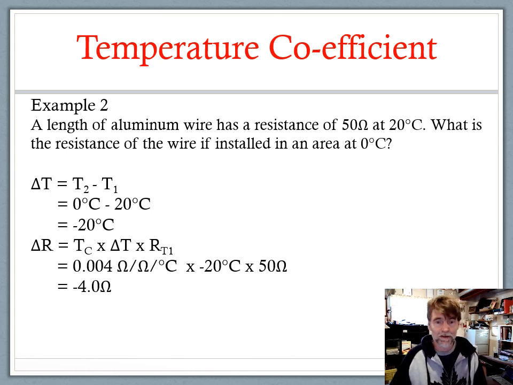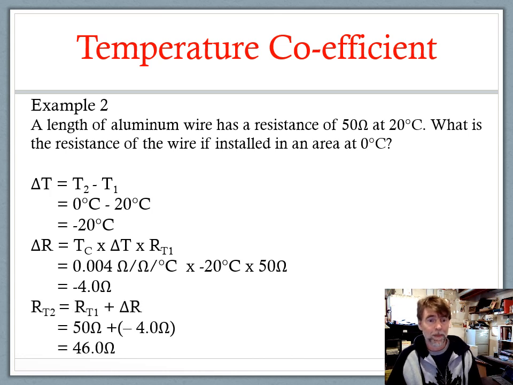So let's take that negative 4 ohms and apply it back to the original resistance of the conductor. The resistance at T2 equals the resistance at T1 plus delta R, which is 50 ohms, which was what we were told it was at 20 degrees, plus minus 4 ohms, which means 50 minus 4, which gives us an answer of 46 ohms will be the resistance of that aluminum conductor at 0 degrees Celsius.